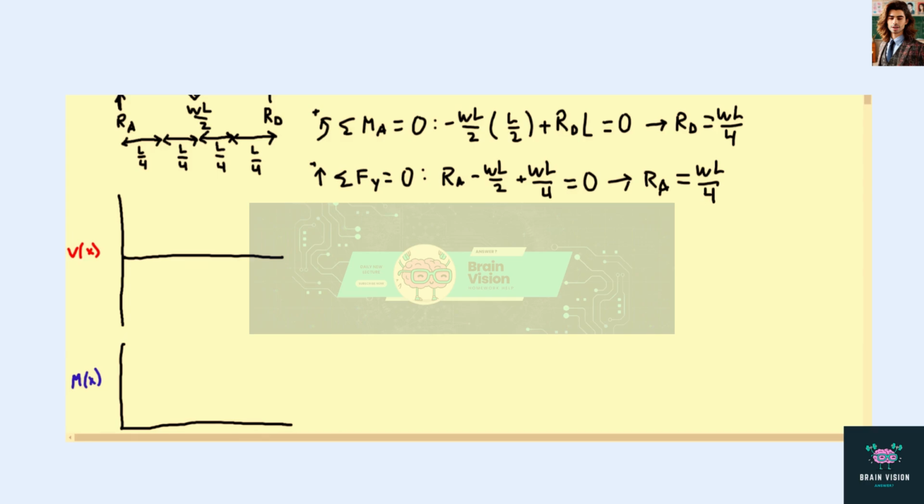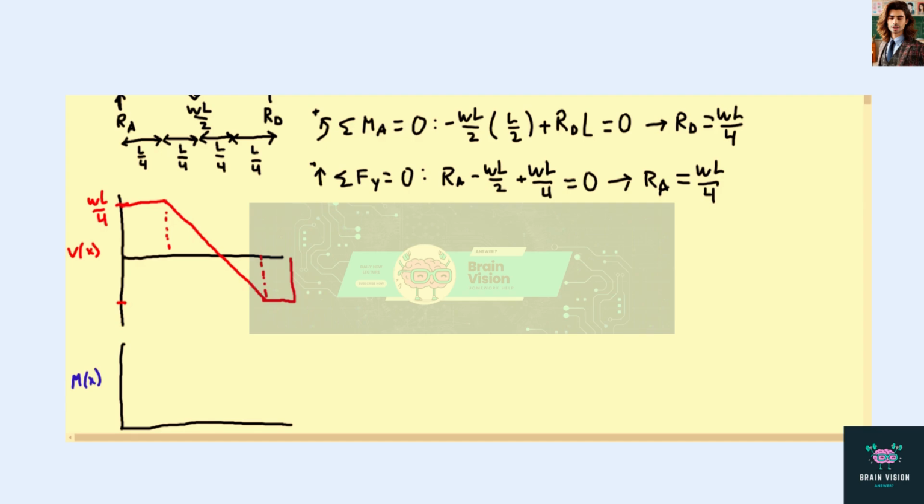So it's going to start out at WL/4, the value at point A. It's going to be a straight line until we start applying the uniform load. It's going to decrease linearly, and then it'll finish. Right? Okay, and we can use this diagram of V and the areas in V to figure out the diagram of M.